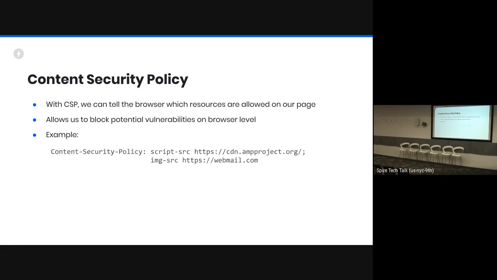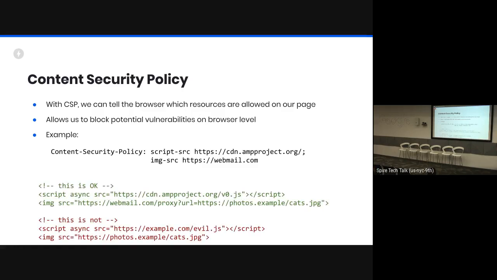One example here is we can have a content security policy that says we only allow scripts hosted on the AMP CDN, and we only allow images hosted on our domain. In this case, again, I'm using webmail.com as an example. It's not a real email provider. If we have this content security policy, the browser will allow us to have a script tag to load v0.js, for example, and it will allow us to use our proxy server, which is technically on our domain.